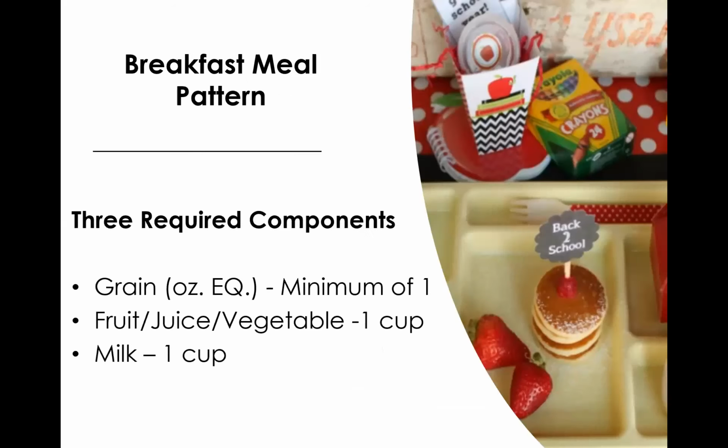So let's talk a little bit about the meal pattern. Breakfast consists of 3 required components. Those components are grain, fruit, and milk. At a minimum, 3 components must be offered, but more can be served. Menus must contain at least 1 grain serving, and then you can offer a meat alternate and it would credit as a grain.